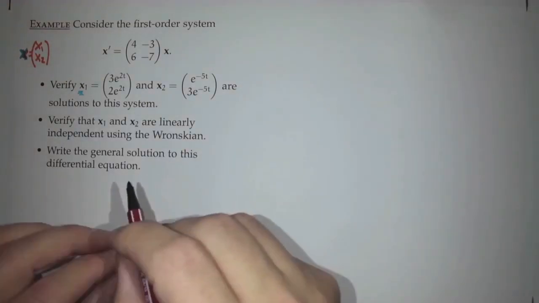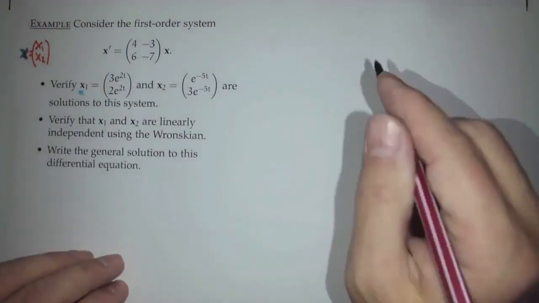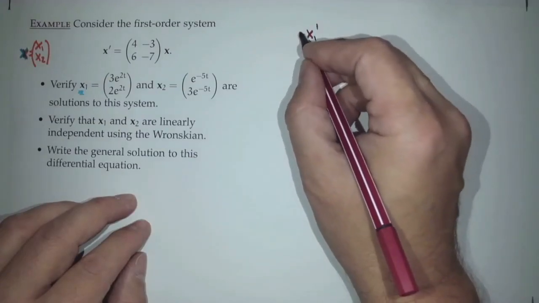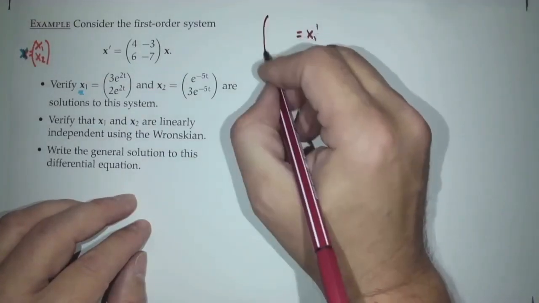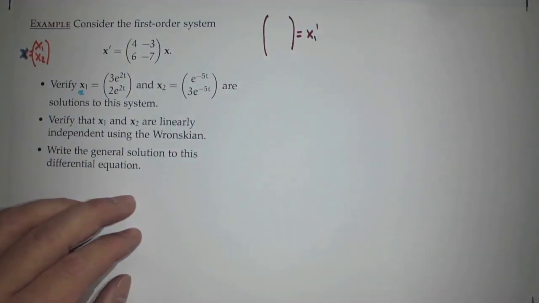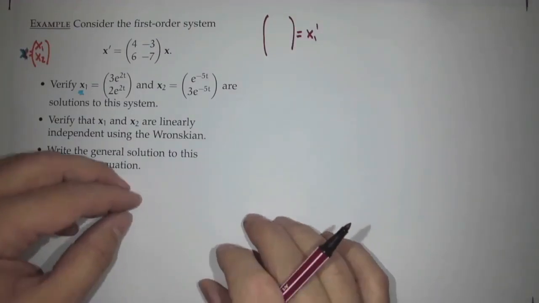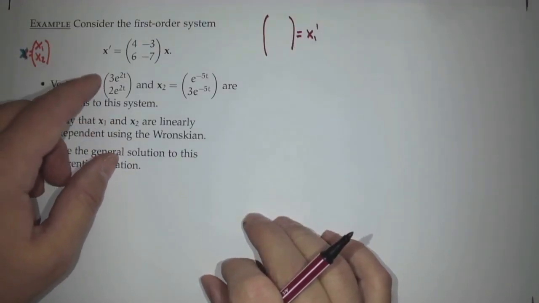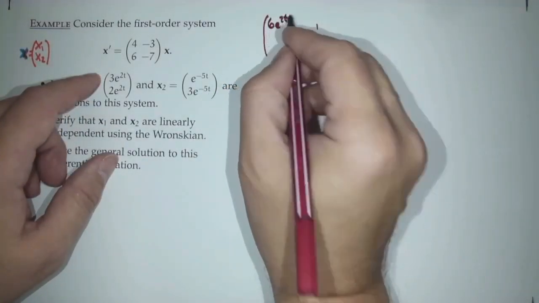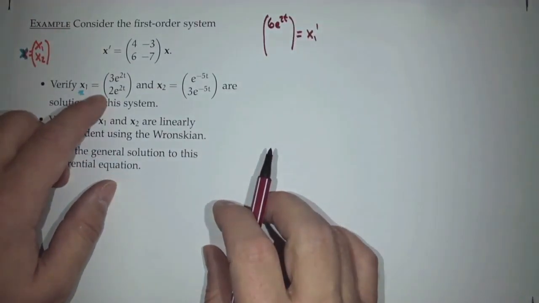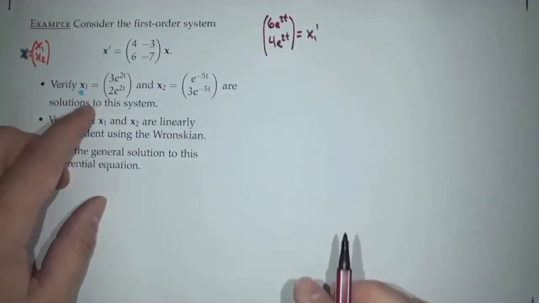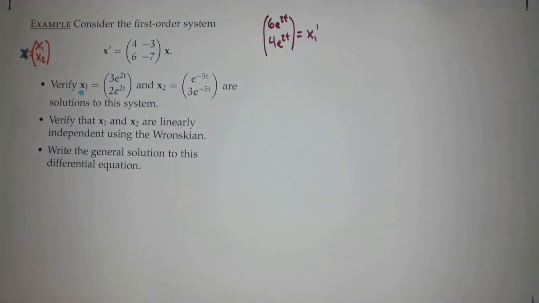All right. So we'll start here with our x1. We're trying to verify, so we'll compute x1 prime. Well, we can do that. What's the rule to take the derivative when you have a vector involved? Entry-wise. One entry at a time. The derivative of 3 times e to the 2t? 6e to the 2t. The derivative of 2 times e to the 2t? 4e to the 2t. Yeah, that's not so bad. Okay, so that's x1 prime.